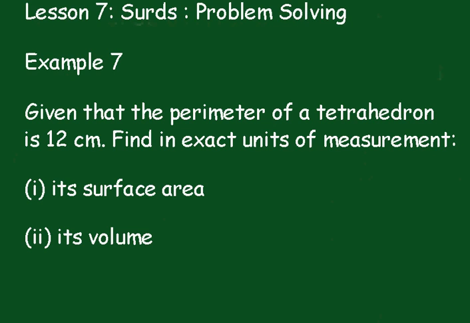Lesson 7, Surds, Problem Solving. Example 7. Given that the perimeter of a tetrahedron is 12 centimeters, find the exact units of measurement, 1, its surface area, and 2, its volume. Now, part 1's fairly straightforward.